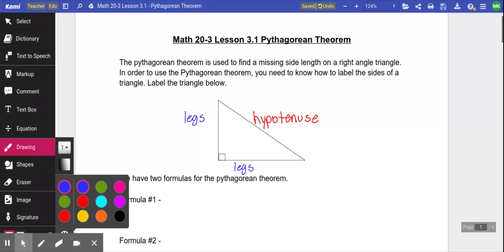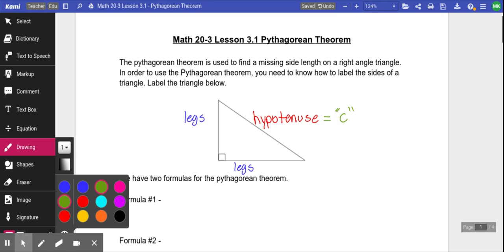When you're doing Pythagorean theorem, the hypotenuse is called C. The legs are called A and B. It doesn't matter which leg you call A and which one you call B. It doesn't mean they're equal, but they're treated the same.